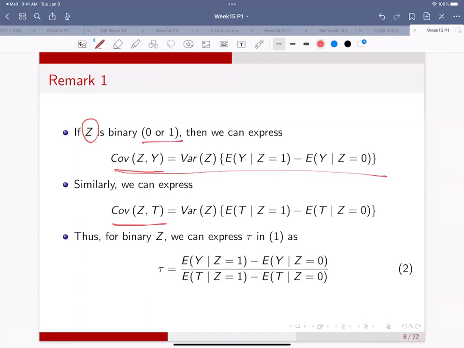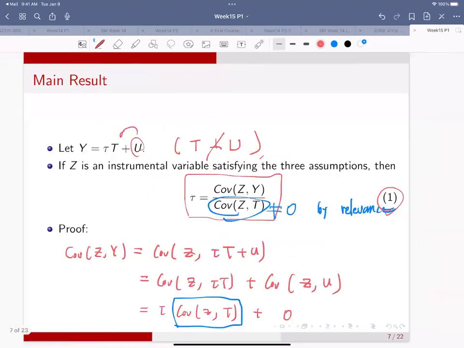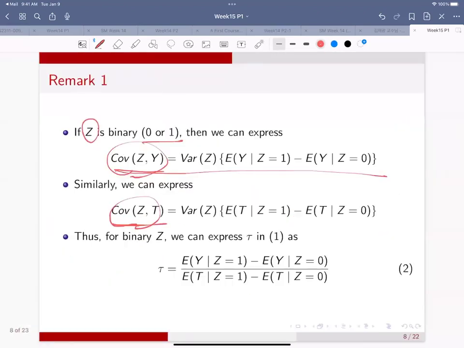That means the ratio, right? The ratio of the two, which is tau. The tau is the ratio of the two. So the ratio tau is the ratio of these two. And then variance z cancels. And so it's just the ratio of the two, the difference of the two conditional expectations. That is one comment.